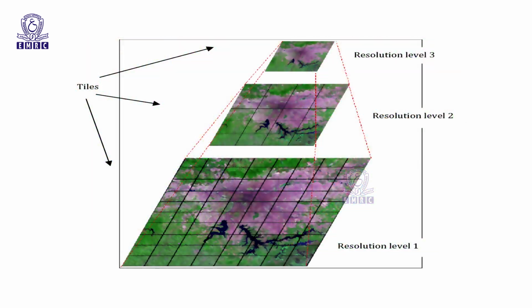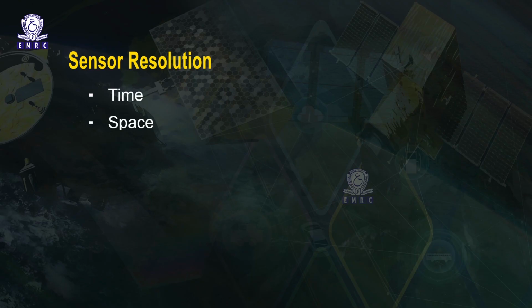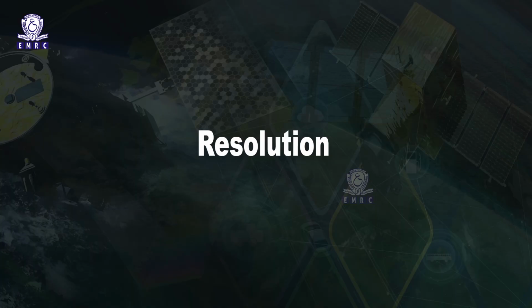These details are broadly referred to as resolution, which can be described in terms of time, space, spectral and radiometry. Resolution of a sensor system is its capability to discriminate two closely spaced objects from each other. In this chapter, you will study about the resolution and its types.